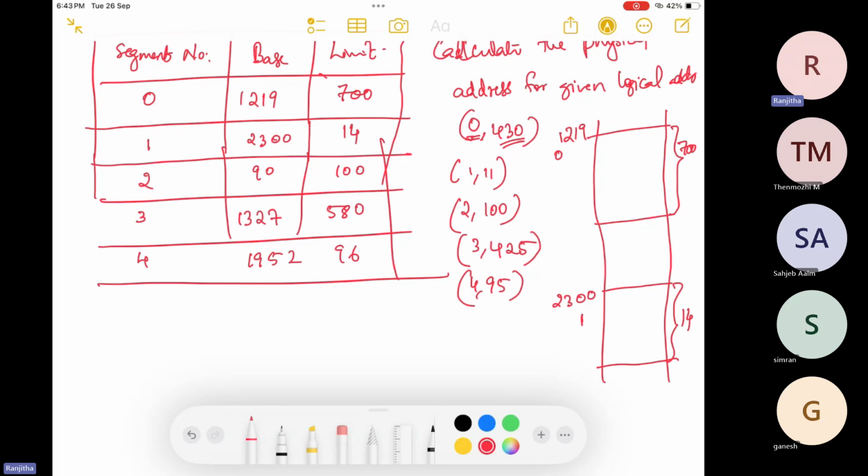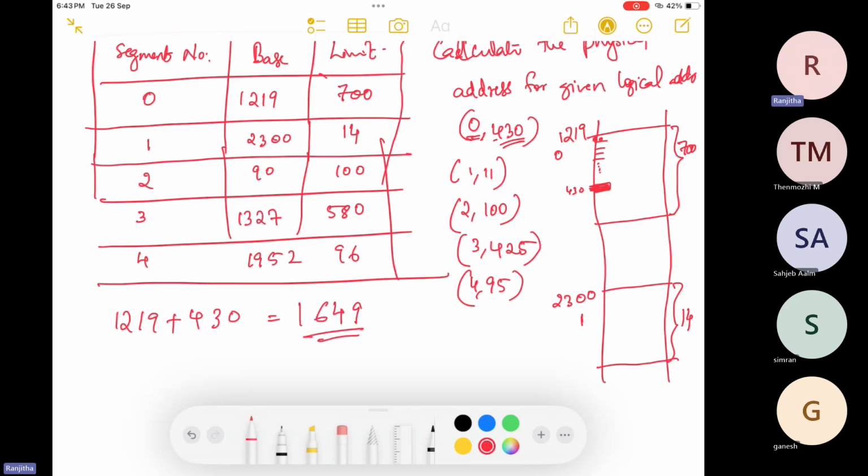So when we say segment 0, the physical memory will start with address 1219 and the offset is 430. So within this, the offset is 430. This will be the location that we want to access, which is 430 from here. So the physical address will be 1219 plus 430.